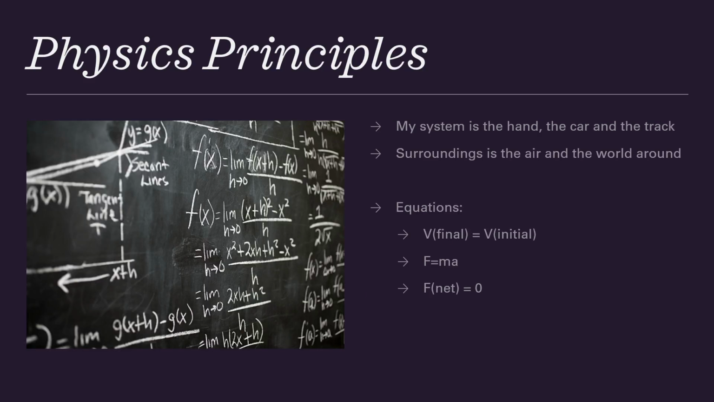So the basic physics principles of this: the system and surroundings. My system is the hand that pushed it, the cart and the track, and the surroundings is the air for air resistance and the world around, like with gravity. And the equations that we're using are pretty simple. We just have that velocity final equals velocity initial because the net force is 0, and also F equals ma.